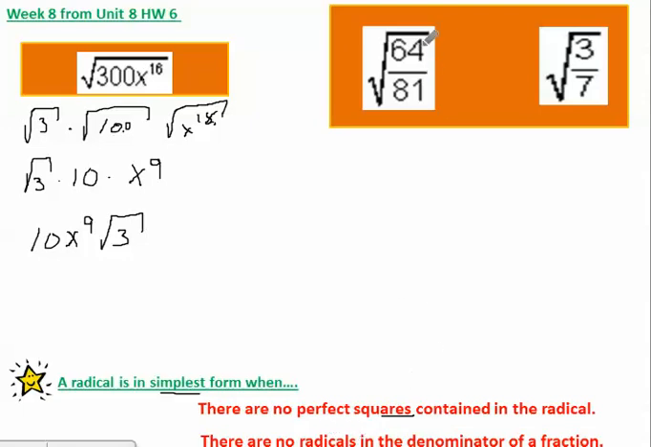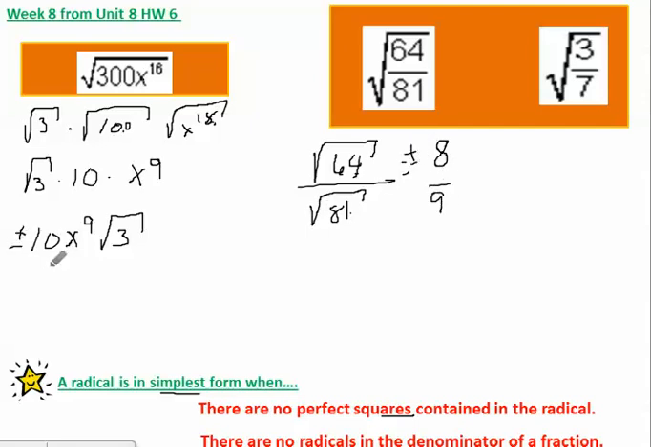So like this one up here, this fraction, I've got the square root of 64 divided by the square root of 81. Well, thank goodness 64 is a perfect square. That's going to be 8. And 81 is a perfect square. That's going to be a 9. And so I would say plus or minus 8 over 9. Okay? How about this other one over here?